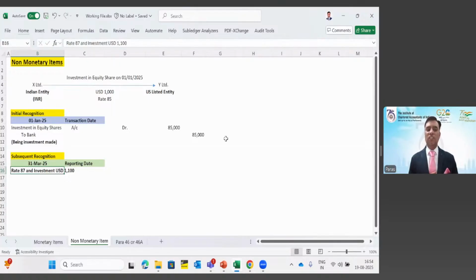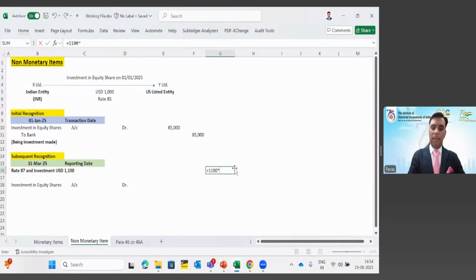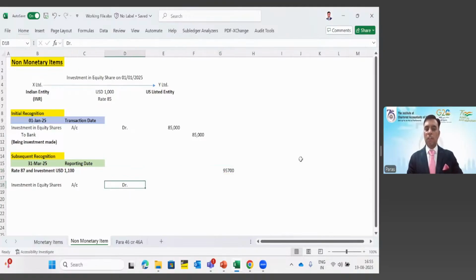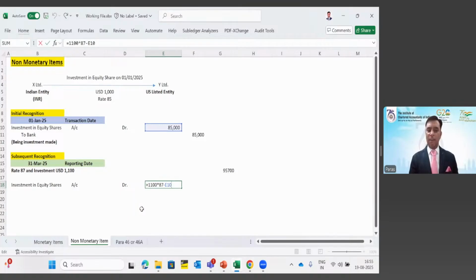Now you need to record this transaction in the books of account. So how will you account for this transaction? You will increase your investment in equity shares by what amount? If you multiply 1,100 by 87, it comes to 95,700 rupees. But you have already recognized 85,000 rupees in your books of account. So you can increase your investment by 10,700 rupees. You can see here, I have multiplied $1,100 with 87, and I have reduced the cost of investment which I have already recognized in the books of account. So it comes to 10,700 rupees.